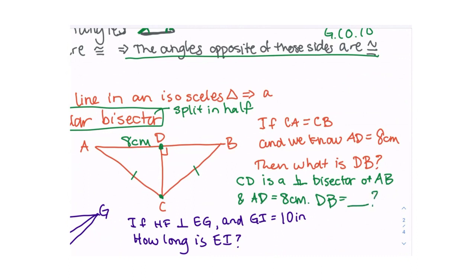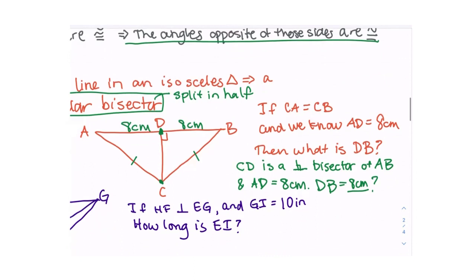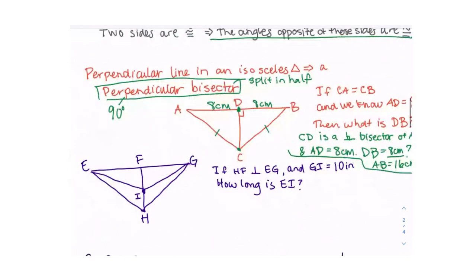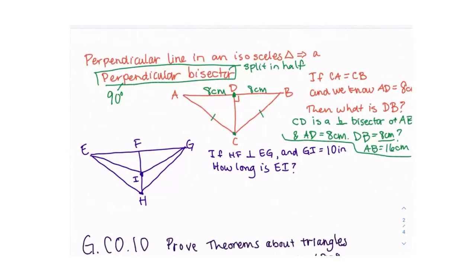You see my picture here? Yeah, 8 centimeters. Does that make sense? Because we know that this is split in half. So that's 8 centimeters. How long would AB be? How long is AB? Nice, it would be 16 centimeters, good. All right, so that's one example from that one. And then this is another one.